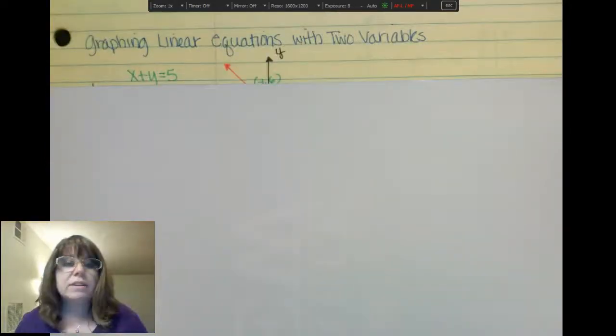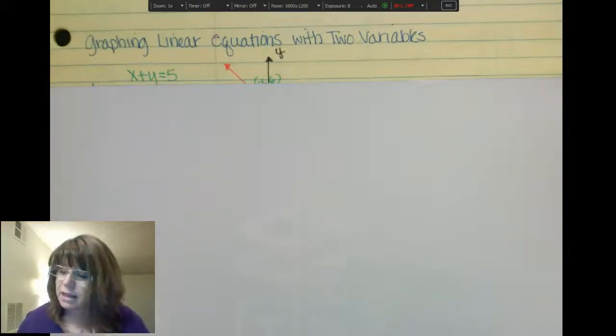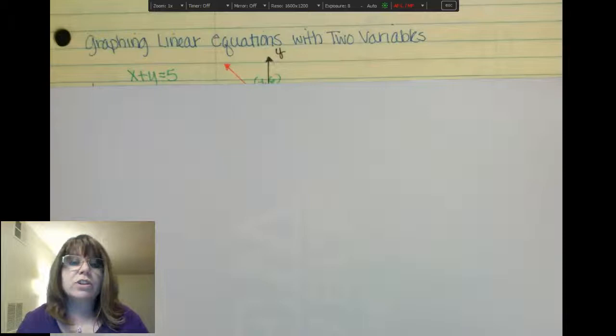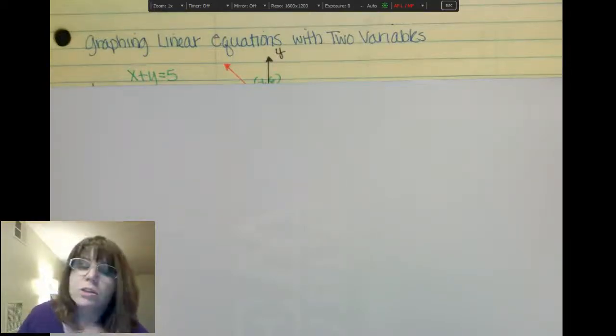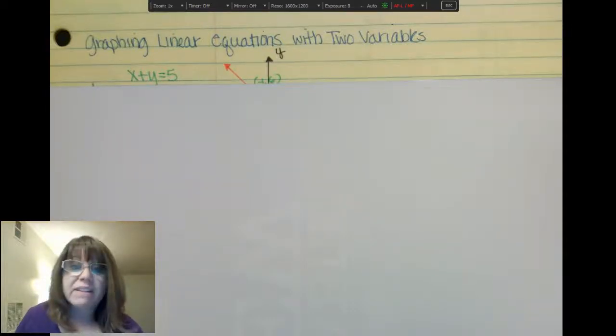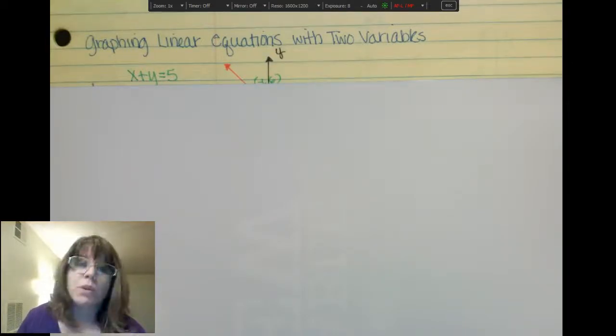Now that we're familiarized with plotting points and plotting ordered pairs, we're now going to start graphing linear equations with two variables. What I mean by that is something like x plus y equals 5. Now for every x you can throw at me, I can come up with a y. At least if it's a rational number, I can come up with a y.